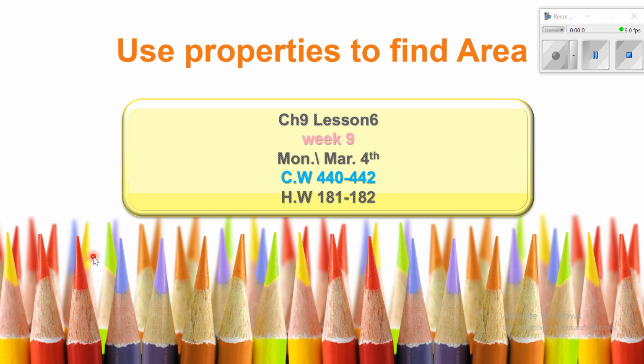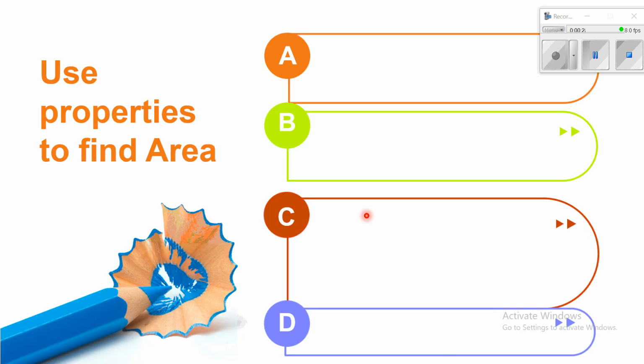Here we're gonna use the properties of multiplication to find the area. So here is lesson 6. We're gonna cover pages 440 and 442 in your textbook, and 181 and 182 in your homework.